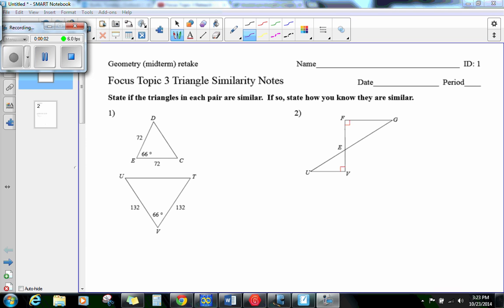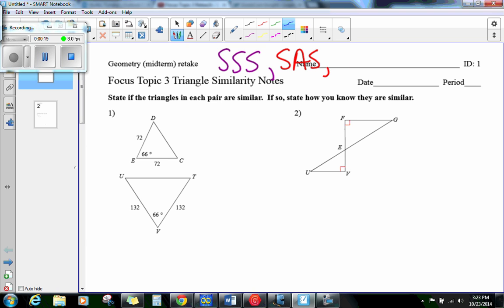Let's discuss triangle similarity. The first important thing needed to know is that there are three similarity theorems that could prove two triangles are similar. One of those theorems is side, side, side. Another is side, angle, side. And the third one is angle, angle. Okay? One of these three theorems must be used to prove two triangles are similar. There's no other theorems to prove two triangles are similar.